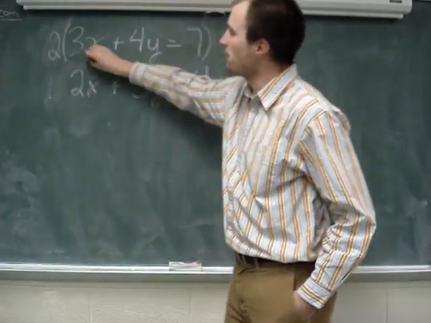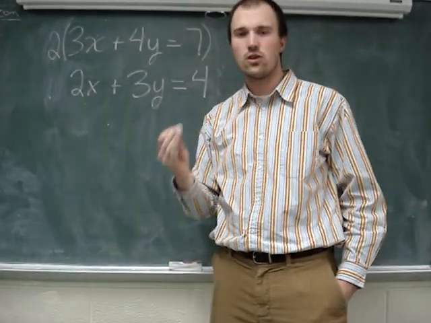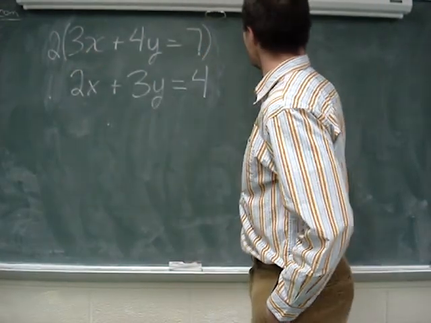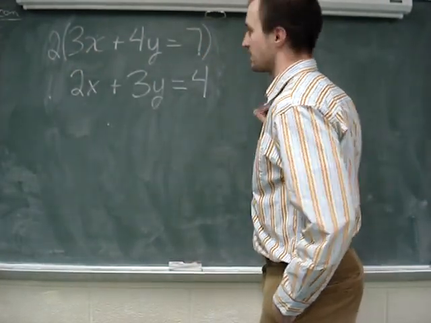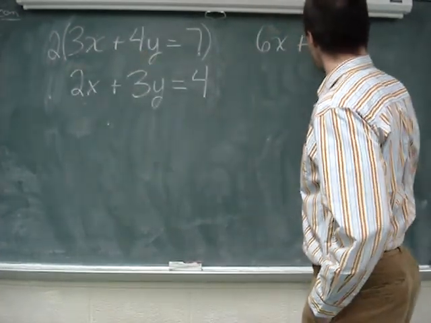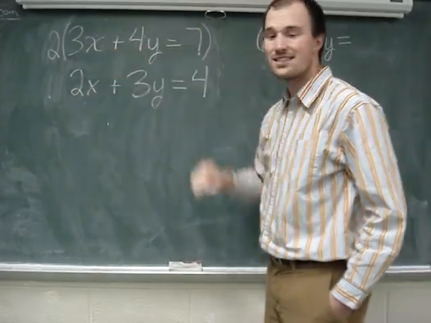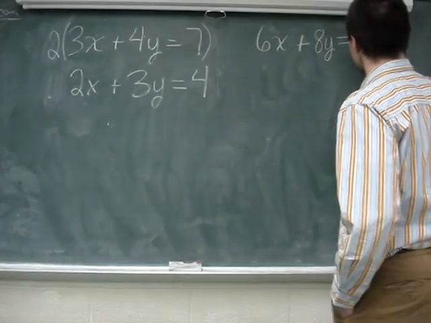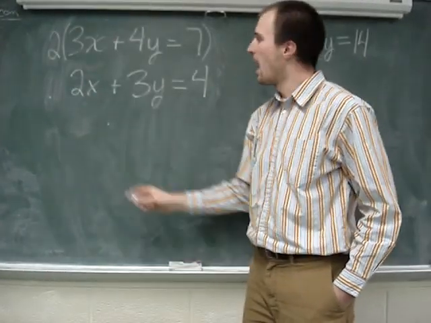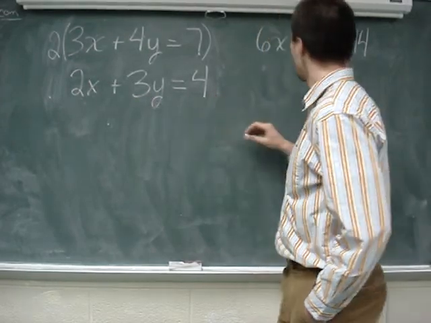I'm going to take 2 times each of my terms, giving me an equation that still holds true. So 2 times 3x is 6x, plus 2 times 4y is 8y. All of this is equal to 2 times 7, or 14. Now, looking at my lower equation, I have 2x plus 3y is equal to positive 4.